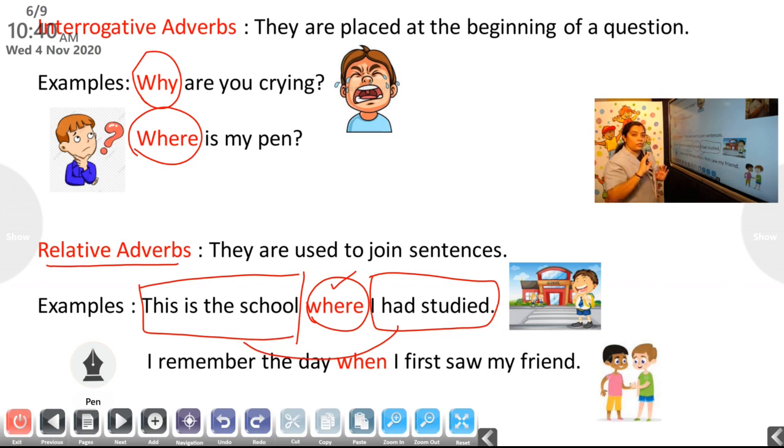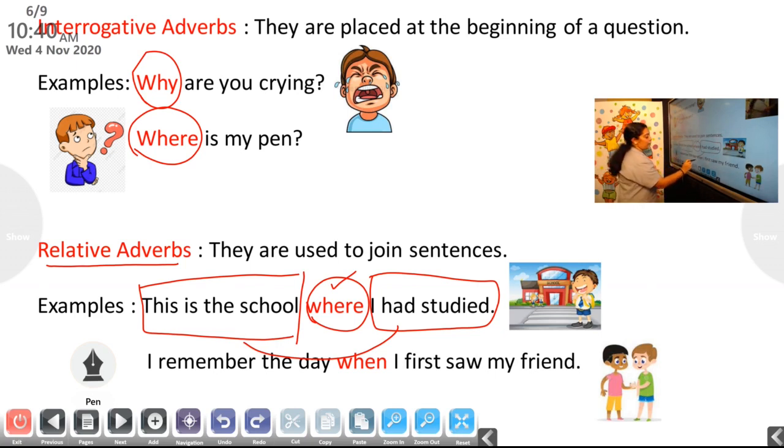So this where, it is not a question word. You are not asking where, but this is used as a joining word. It is joining these two parts of a sentence, and this adverb is called a relative adverb. It shows the relation between two different sentences, or it connects them. This is the school where I had studied.